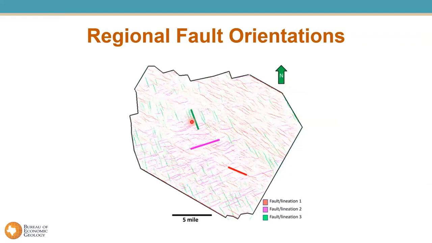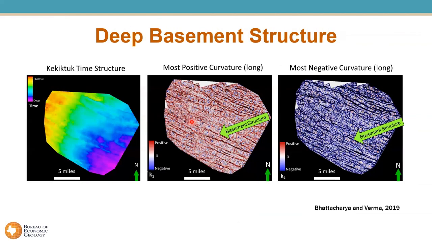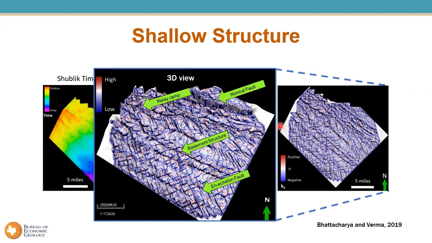Now, we wanted to know how the structures varied over time. So we looked into the deeper structure near the basement. And here with these attributes, as you can see, these are mostly linear along west-northwest, along the deep structure. But if you move up, like in the Shublik, as I showed you, then we can see these multiple different fault patterns, and that indicates your reactivations, change in stress directions, and all.